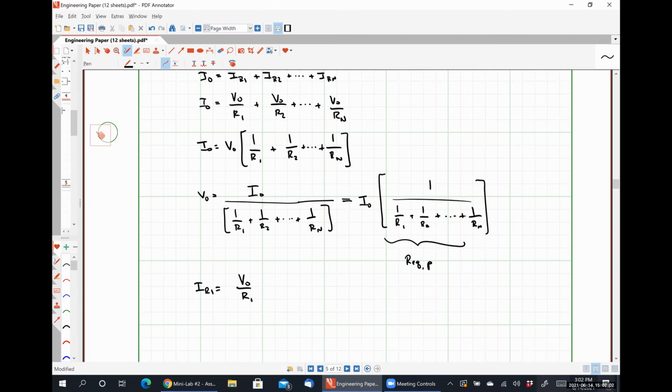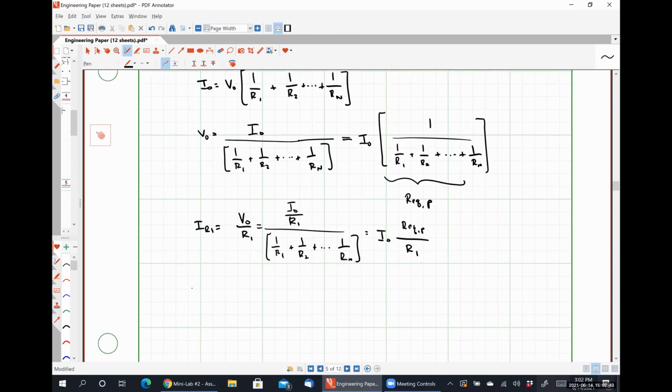divided by R1, which is I naught divided by R1, divided by 1 over R1 plus 1 over R2 plus 1 over Rn, or expressed in a slightly different form, I naught times REQ divided by R1.